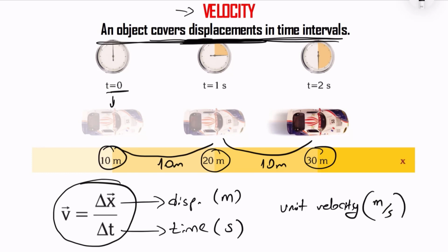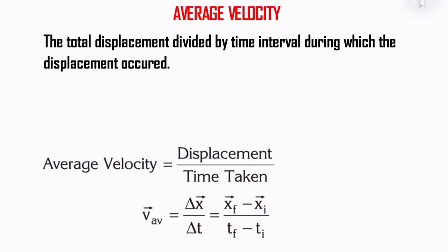It can be useful. Now I'm going to talk about the average velocity. Average velocity is total displacement divided by the time interval during which the displacement occurred. It looks very similar to the velocity because it's the average velocity. But what does it mean? I will simply talk about it.